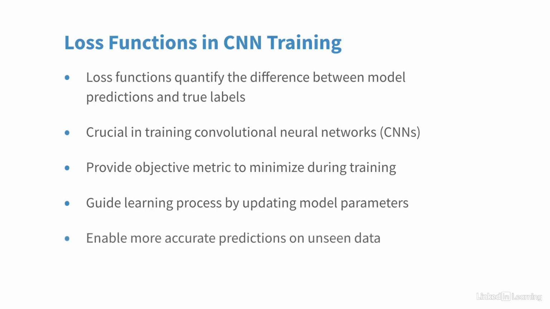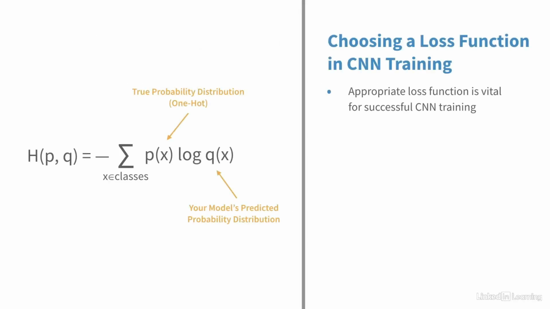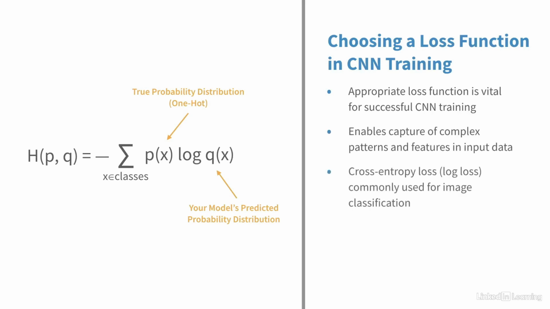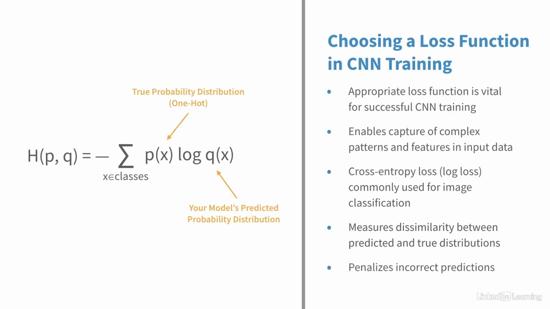This enables a model to make more accurate predictions on unseen data. Choosing the right loss function is important for successfully training CNNs. For image classifications, the cross-entropy loss is the most popular loss function. The cross-entropy loss measures the difference between the predicted and actual distributions while penalizing incorrect predictions.